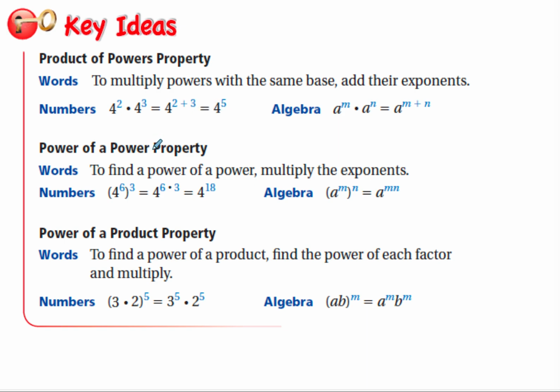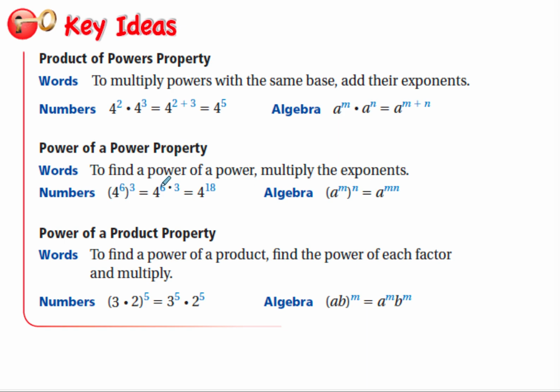To find a power of a power, multiply the exponents. So if I'm doing 4 to the 6th power to the 3rd power, that means I have 3 groups of 6s. And I could find out what my exponent's going to be by multiplying those together. So I had 6 4s and another 6 4s and another 6 4s.